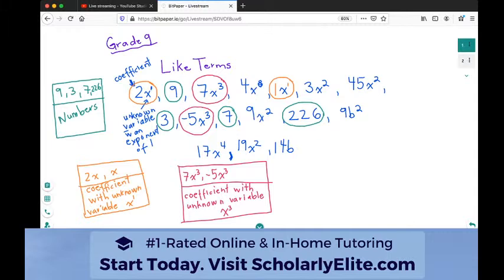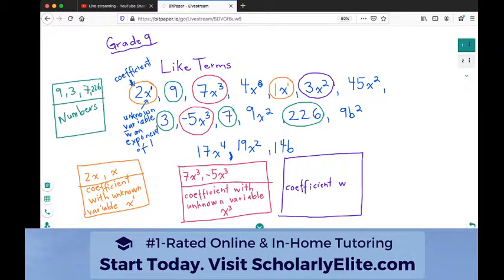I'm going to skip this next one. I'm going to go over to 3x squared here. So in my 3x squared situation, I need a coefficient with unknown variable x squared. And I know this might seem a little bit redundant, you guys, but it's really important that we understand this fundamental concept because so much of math is predicated on this idea of like terms and being able to recognize what is and is not a like term.